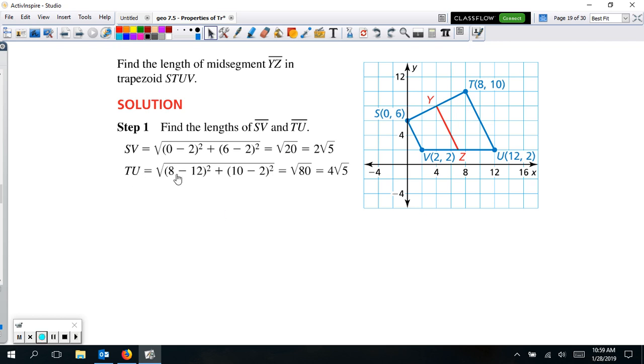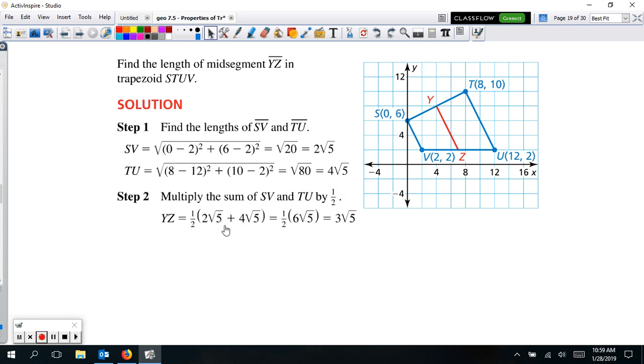On this one, we do the same thing with TU, subtracting the x's and squaring, plus subtracting the y's and squaring, giving us the square root of 80, which simplifies to 4 square root of 5. Remember, we're looking for perfect squares. In this one the perfect square is 16, which times 5 gives 80, and the square root of 16 becomes that 4. You have to add them together and then divide by 2, or multiply by half, and that's what they show you here.